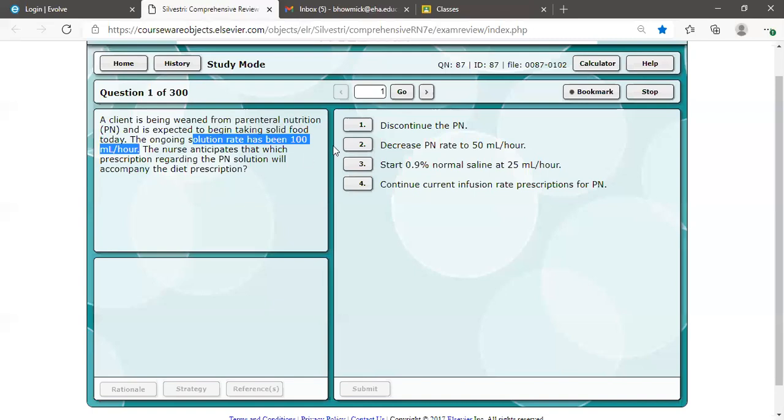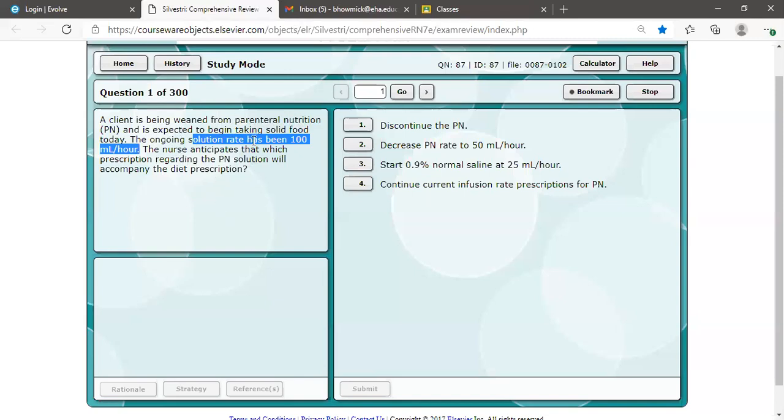So now here is what they said: discontinue the PN, meaning parenteral nutrition; decrease the parenteral nutrition rate to 50 ml per hour; start normal saline at 25 ml per hour; or continue the current infusion rate prescription for PN. So, my friend, it is very important to read what the examiner wants, and we have to have a very clear sense of the information.